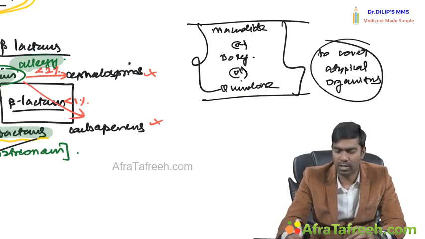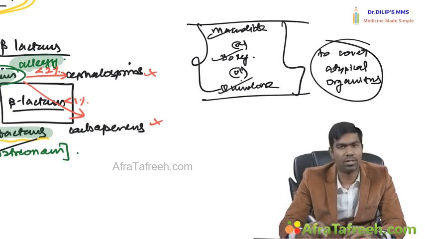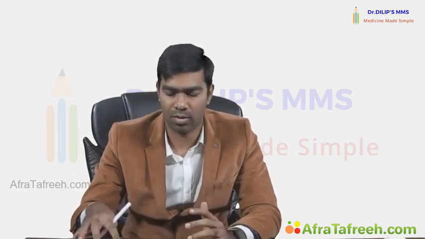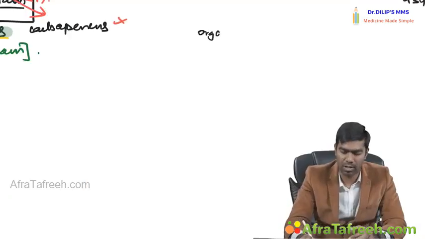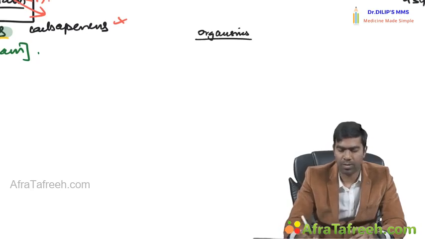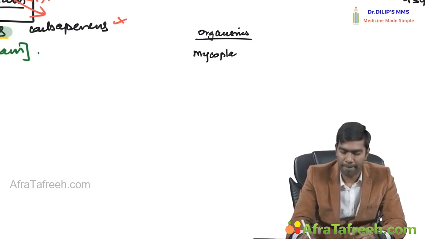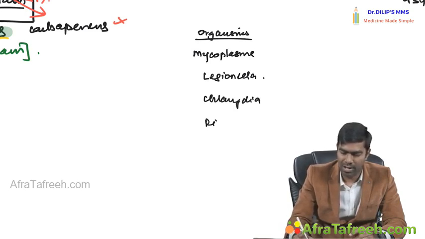That is the reason why you add any one of these drugs in all the three regimes, because these are very important. These are atypical drugs. Like, for example, the four most important atypical organisms. Let us see the organisms first. The four most important atypical organisms are your Mycoplasma, Legionella, Chlamydia, and Rickettsia.